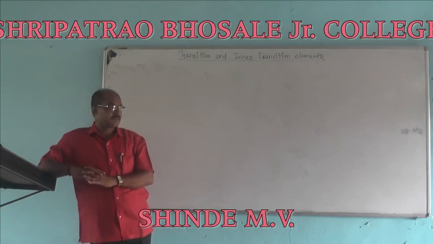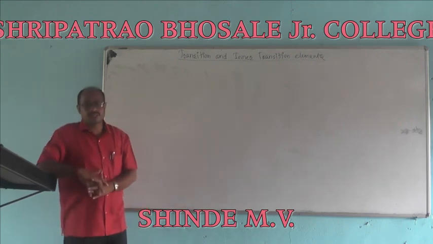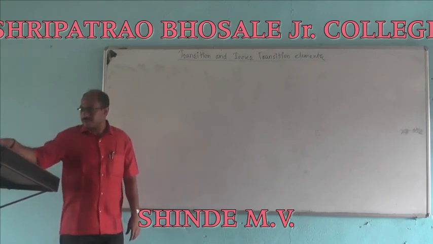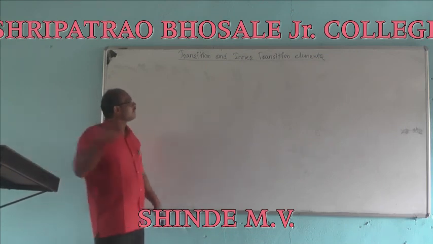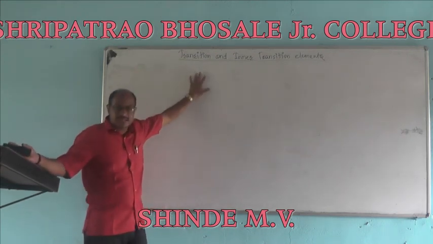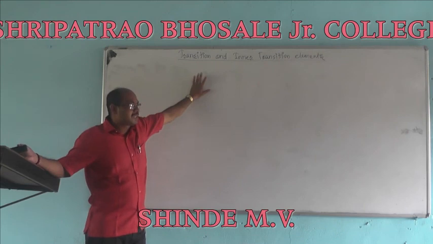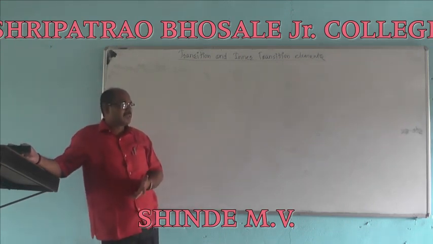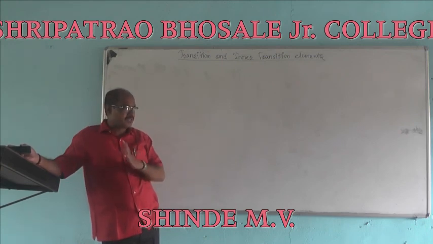In the next lecture we are going to discuss the actinoids, which are a series of 5f elements, part of the transition and inner transition elements. The actinoids begin from actinium, atomic number 89. We can study these in the next lecture.